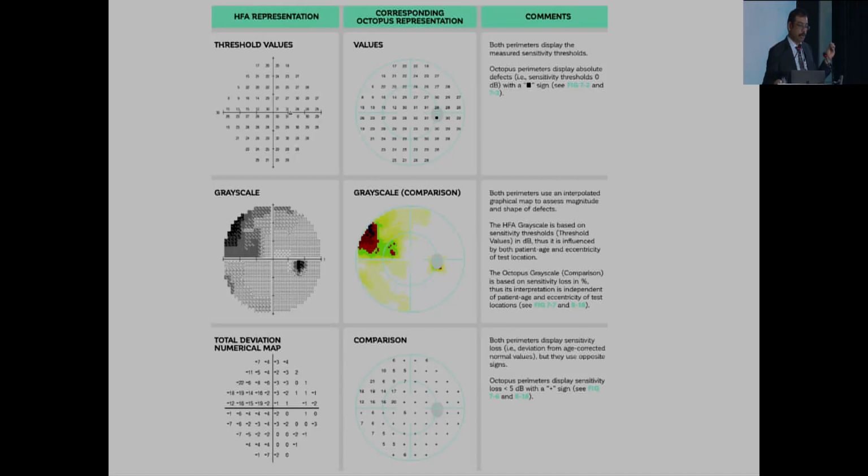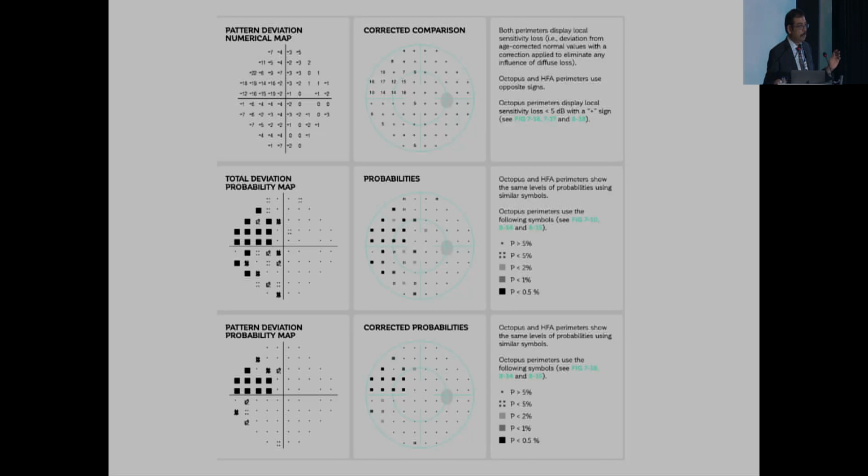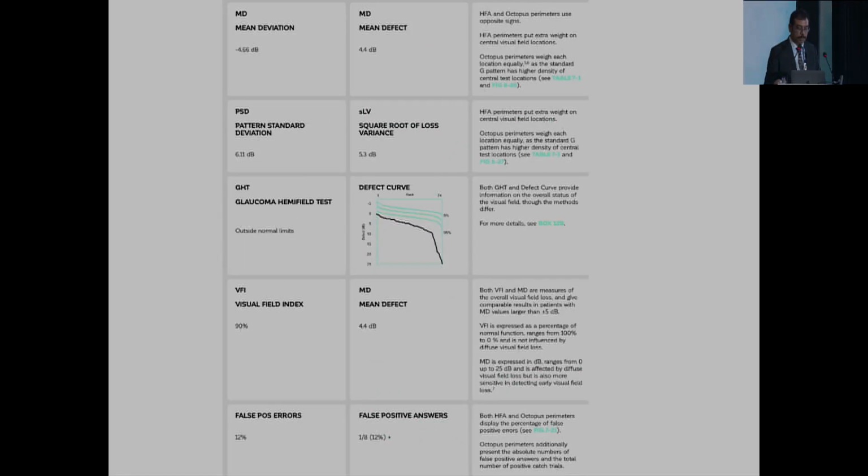Then you have the total deviation plots of Humphreys, which is the comparison in the Octopus. Then you have the pattern standard deviation, called the corrected comparisons. Then you have the probability plots, called the probabilities. In this, it is called the total deviation probability. Then you have the PSD probability. So it is called the probabilities and corrected probabilities.